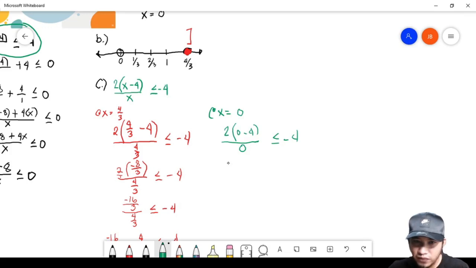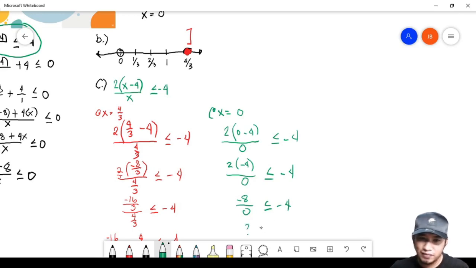Simplify. 0 minus 4 is negative 4. 2 times negative 4 is negative 8 all over 0 is less than or equal to negative 4, and negative 8 all over 0 is undefined. Undefined. Now, pinakita ko lang yung process sa inyo guys, pero dito pa lang sa una, makikita mo na 0 ang kanyang denominator, undefined na agad.